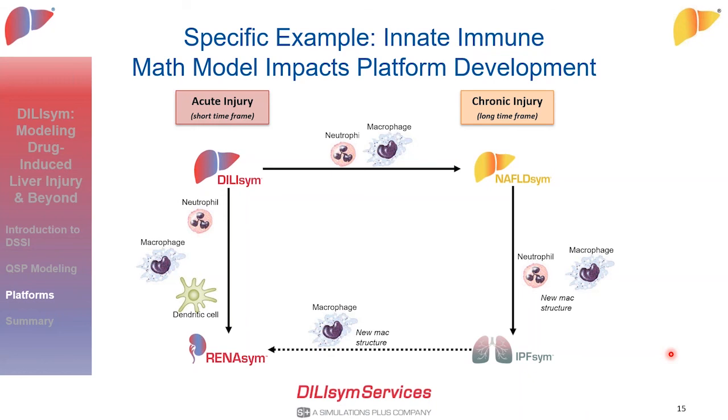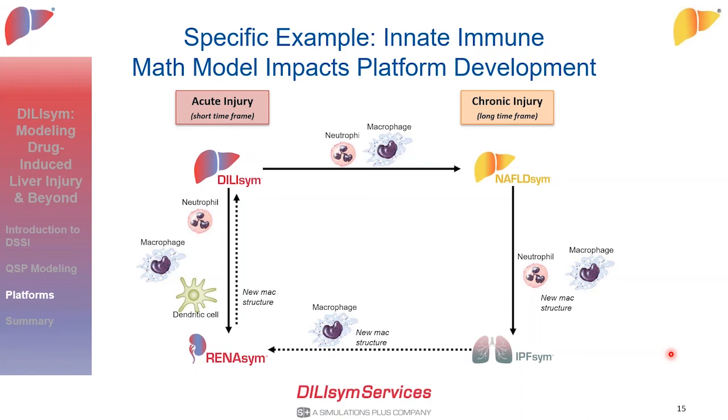So you're seeing an acute injury phase, a chronic injury phase, these models developing different signals, different aspects, but ultimately we're taking knowledge and learning from one platform and using it to inform some of the structural and regulatory aspects in other platforms. And what's interesting about this is it's all gone full circle, in that this new macrophage structure we're now incorporating into DILIsym. So we're bringing all this knowledge back to the original platform.